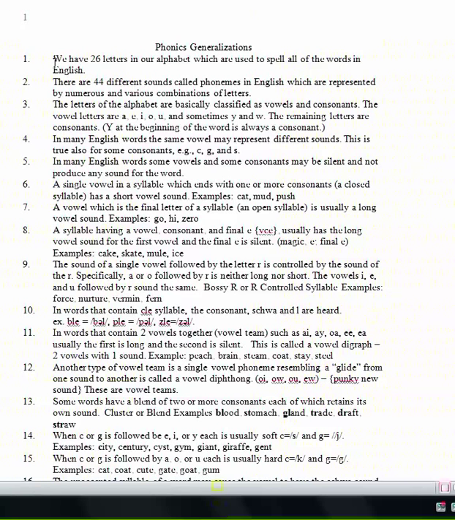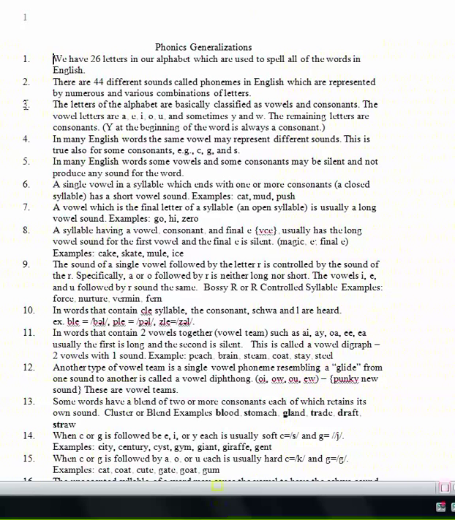Phonics Generalizations. Number 1. There are 26 letters in our alphabet which are used to spell the words in English. Number 2. There are 44 different phonemes in English, and they are represented by various and numerous combinations of letters.